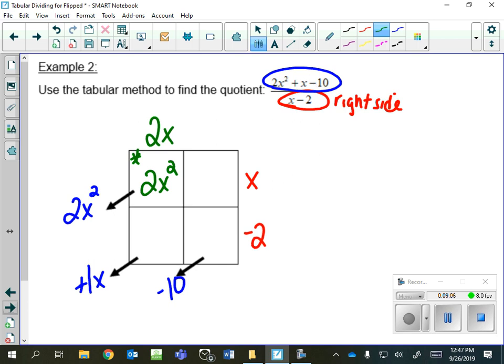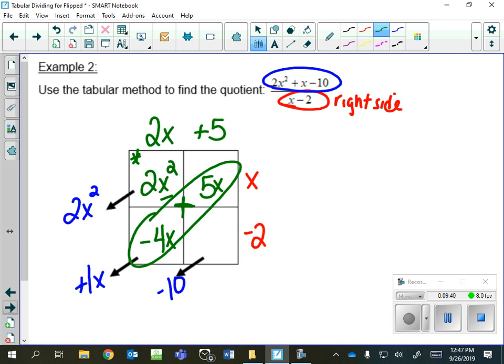As soon as you have a top piece, you multiply. 2x times x is 2x squared. It's here. 2x times negative 2 is a negative 4x. This diagonal has to add to a positive 1x. So I need to have a 5x, because 5x plus negative 4x is a positive 1x. So what goes up top? What times x gave me 5x? A positive 5.